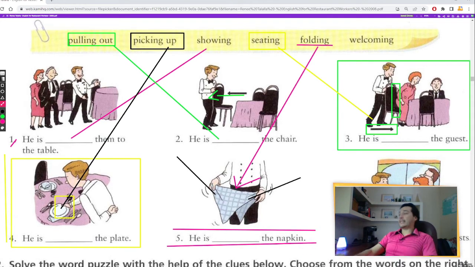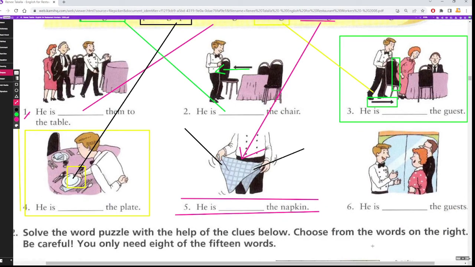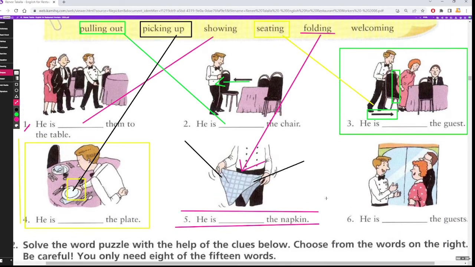And number 6. Look at number 6 right here. He is blank the guest. He is welcoming the guest. Welcoming the guest. He's welcoming the guest. Now let's practice this part right here.